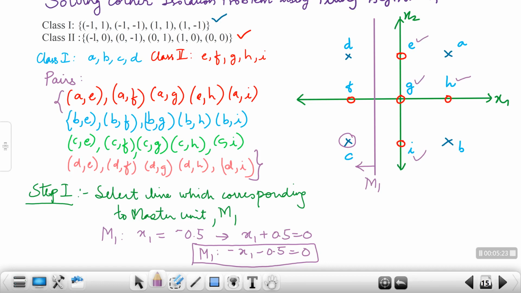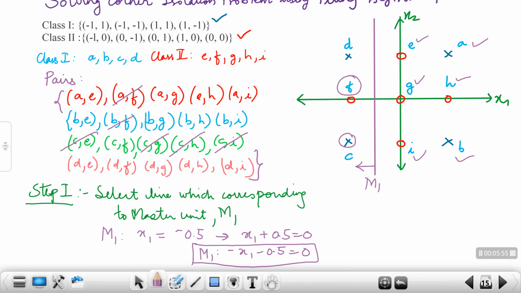So which are the patterns? C and E get separated. C and G, C and H, C and I. Only we are left with C and F. Now, coming to F, which are the patterns which get separated? With respect to F, there are only two patterns, A and B, which are lying on the other side. So, FA and FB will get cancelled. That is A, F, B, F.